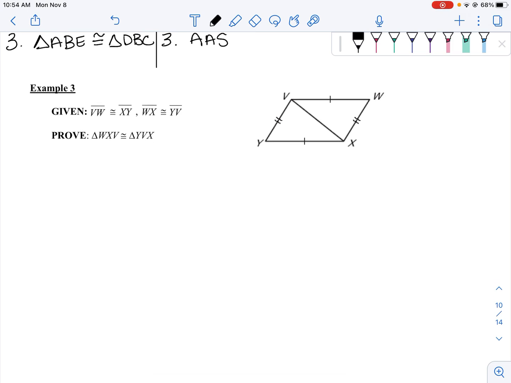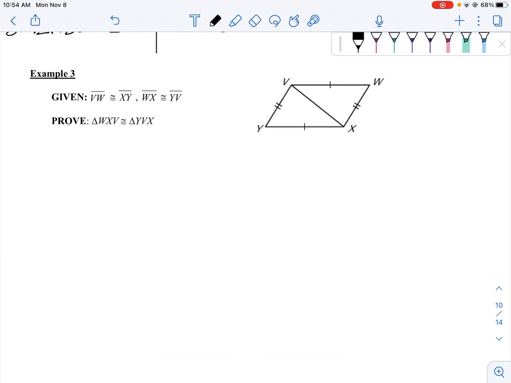All right, so moving to example 3. If you weren't done with example 2, go back, rewind the video, and watch it again. All right, so I've got VW is congruent to XY. So here's VW and XY. That's this one. WX is congruent to YV. So WX, YV, that's this one. What else do you know? Hopefully you know that you can add tick marks for that shared side. So I've got side, side, side here is going to be my reason.